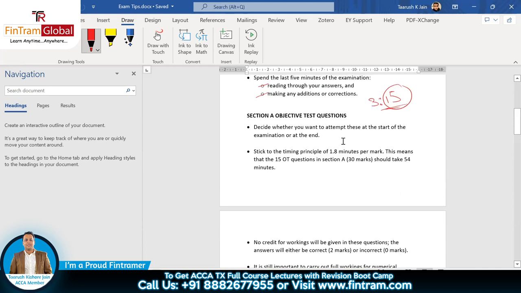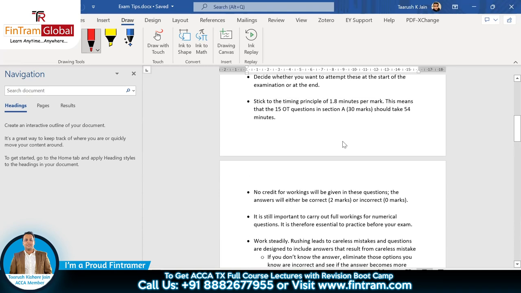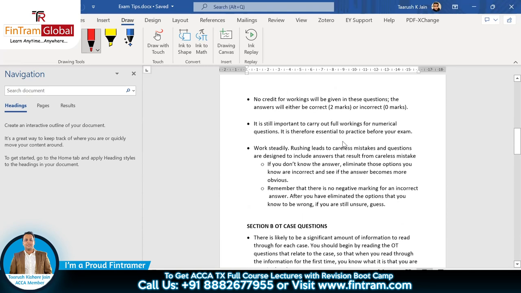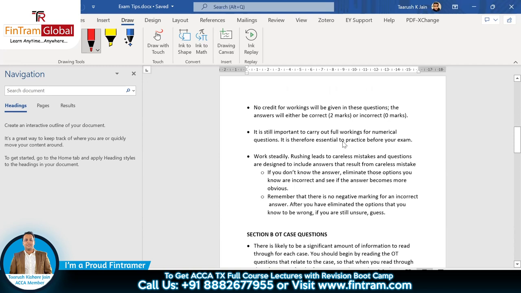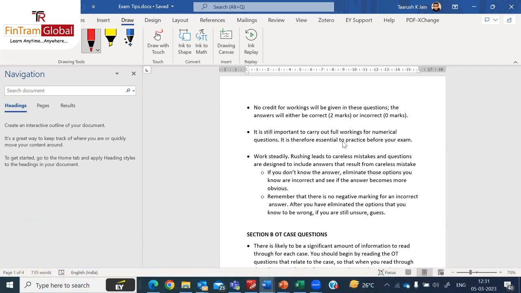So if you do this first, it would take around 1 hour for you. It's 30 marks, 1.8 into 30 is roughly 54 minutes. So obviously no workings are allowed here. It's only correct or incorrect, but there might be some instances where you need to do workings. I think now you're giving your computer exam, so you can use the rough pad and all that there, but make sure you don't rush.